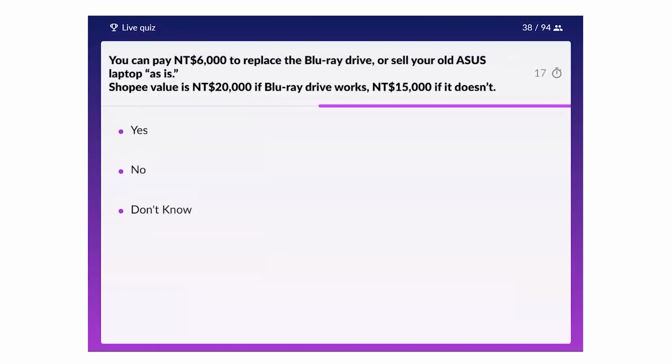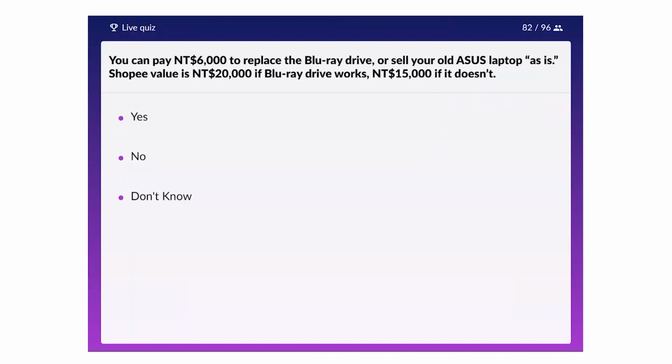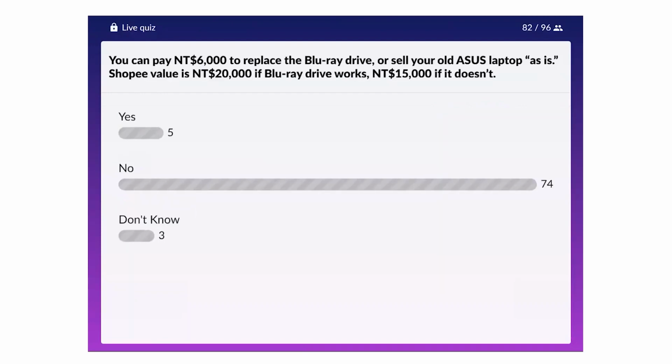Okay, so you guys still have 15 seconds to finish this. And remember that it's really about what's the marginal benefit and the marginal cost for doing this. Okay, 5 seconds left. 4, 3, 2, 1. Okay, so time's up. Let's look at your answers. So 74 of you say no, 5 of you say yes, 3 people don't know.